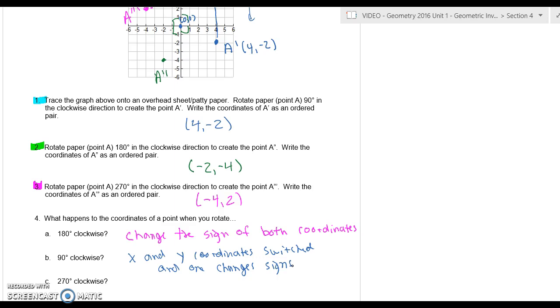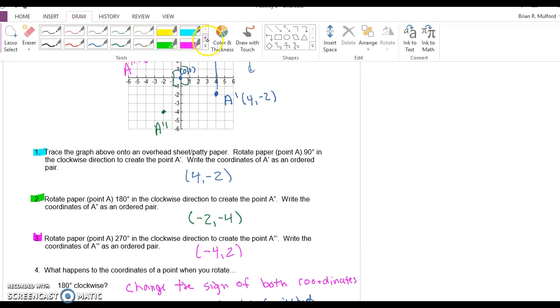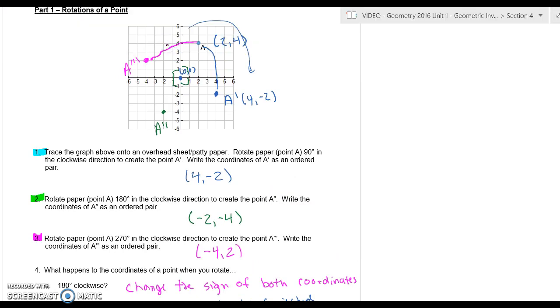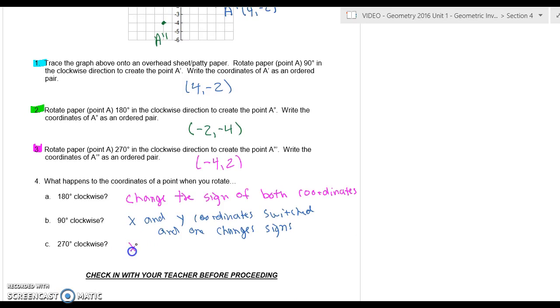And then for the 270 clockwise, we're doing the same basic thing. We're looking at our coordinates here for A triple prime. Again, the x and the y switched, and then one of those, in this case the x, changed sign. So x and y coordinates switched, and 1 changes signs.